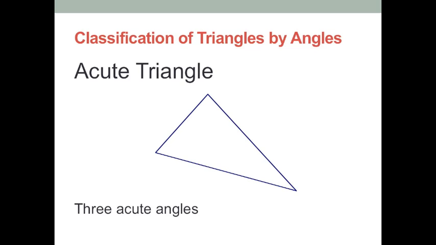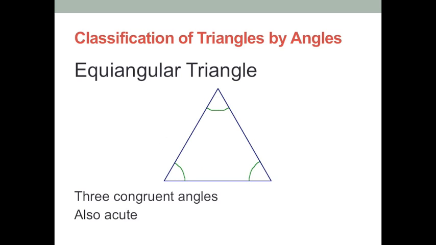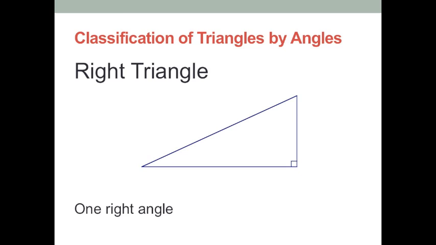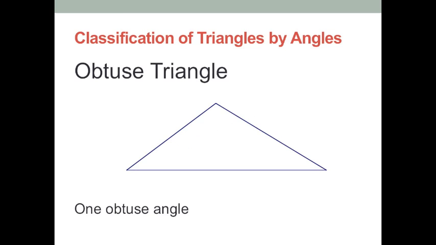An acute triangle has three acute angles. An equiangular triangle has three congruent angles. These angles are also acute. A right triangle has one right angle, and an obtuse triangle has one obtuse angle. So to describe a triangle by its angles, you could say acute, equiangular, right, and obtuse.